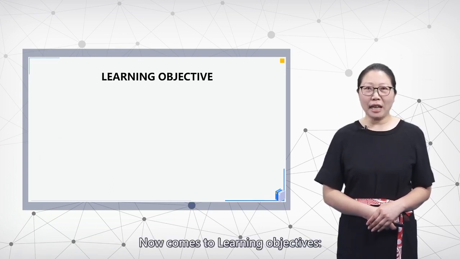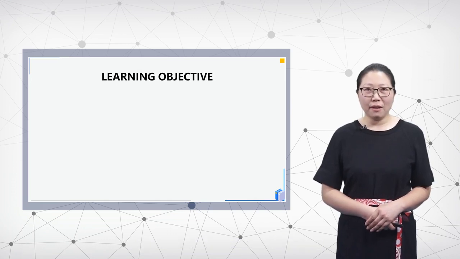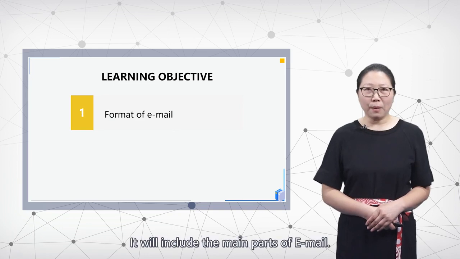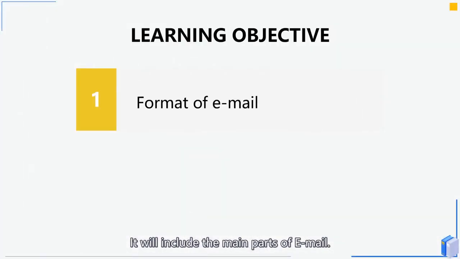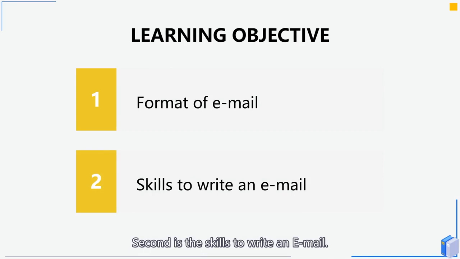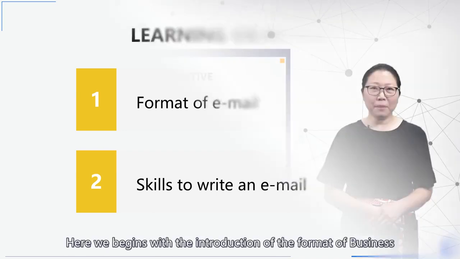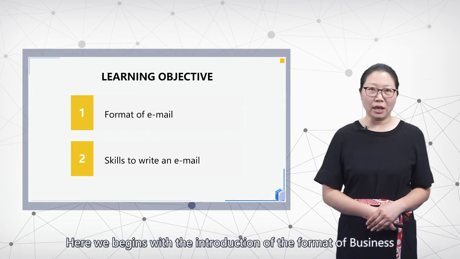Now comes to learning objectives. First is the format of email. It will include the main parts of email. Second is the skills to write an email. It will include the parts different from the letter writing. Here we begin with the introduction of the format of email.